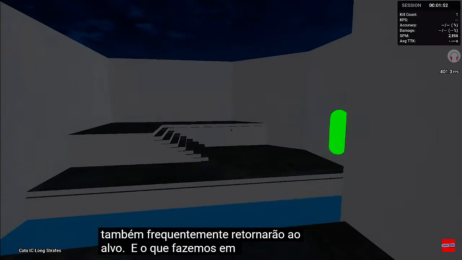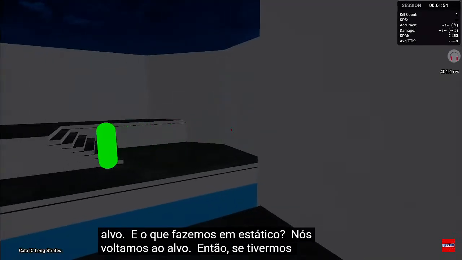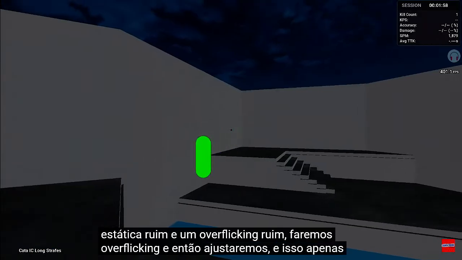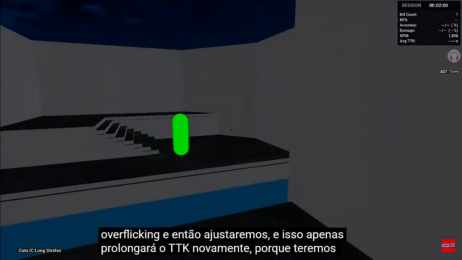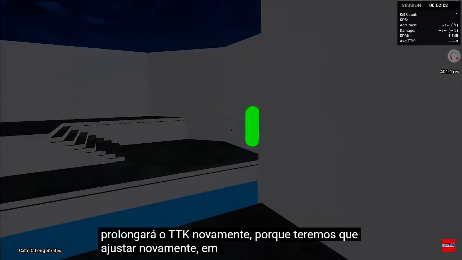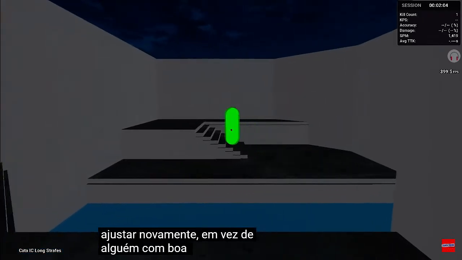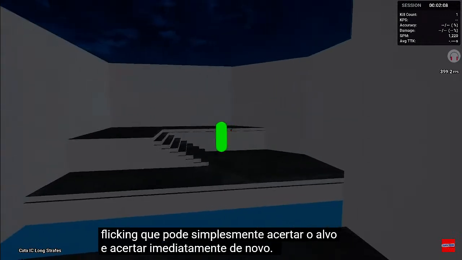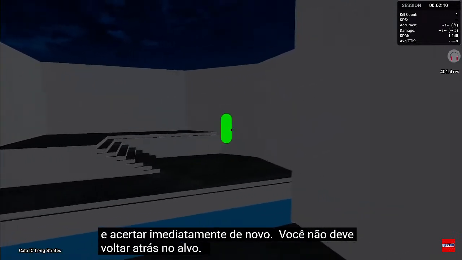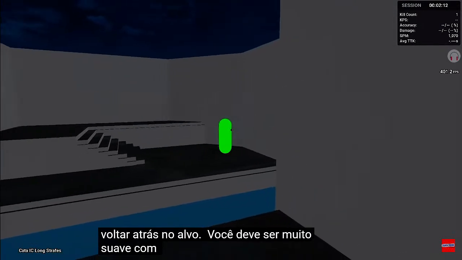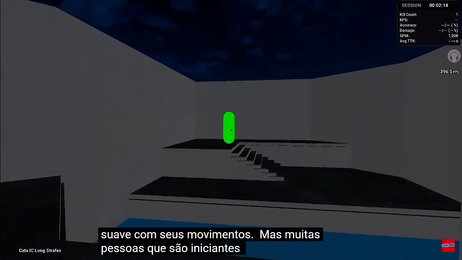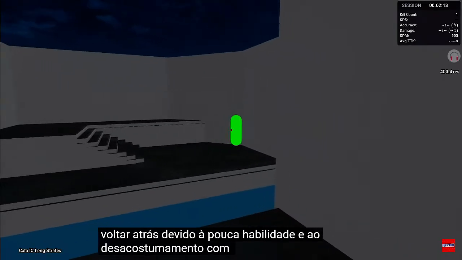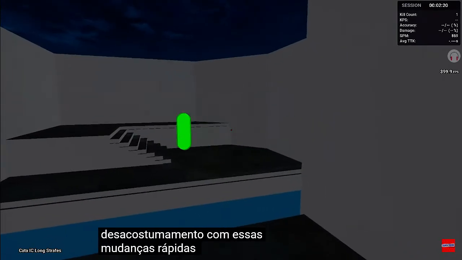And what do we do in static? We flick back to target. So if we have poor static and poor overflicking, we'll overflick and then adjust, and it'll just, again, prolong the TTK because we're having to adjust again, instead of somebody with good snappiness, good flicking, who can just flick on target and be on it immediately. Again, you shouldn't flick back on target. You should be very smooth with your motion, but a lot of people who are beginners frequently have to flick back due to how poor and not used they are to these faster changes in direction.